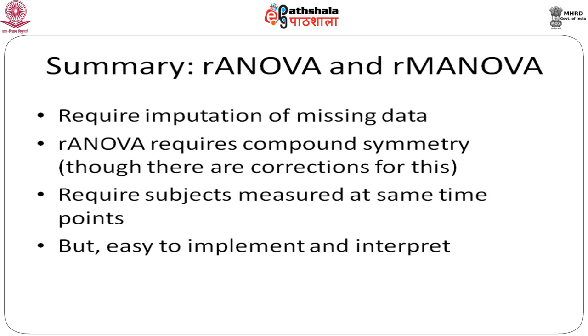So, this is the summary of R ANOVA and R MANOVA, which require imputation of missing data. R ANOVA requires compound symmetry, which is a very ideal situation. Normally this situation does not occur. Then it requires subjects measured at the same time points, but it is easy to implement and interpret. There are some other modern strategies which need some more basic or foundational concepts, like the generalized estimating equation, maximum likelihood estimation procedure and imputation technique.